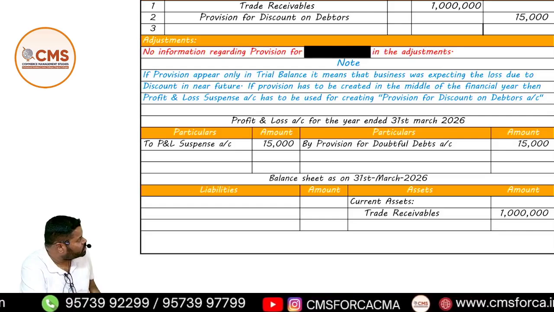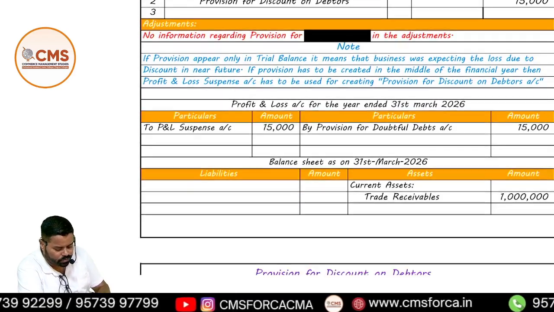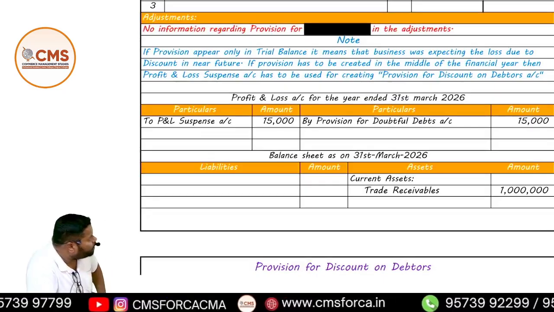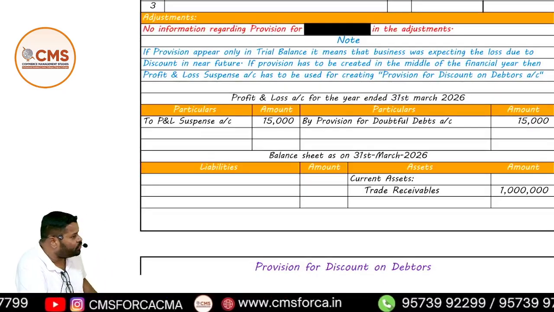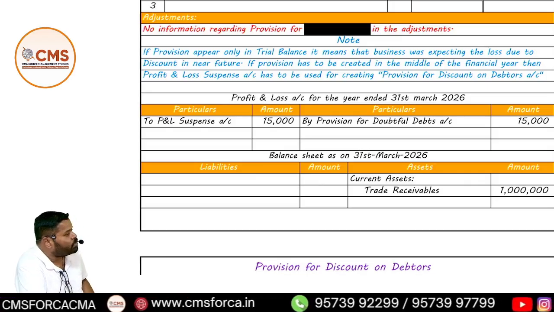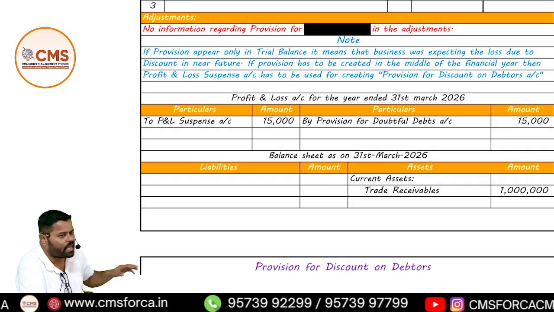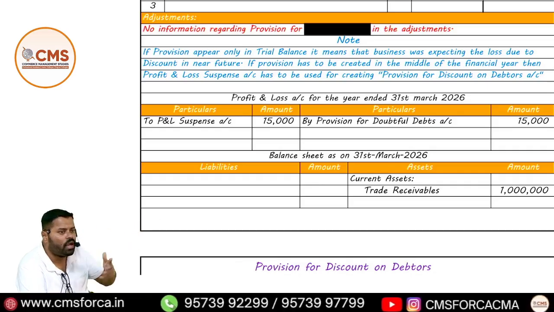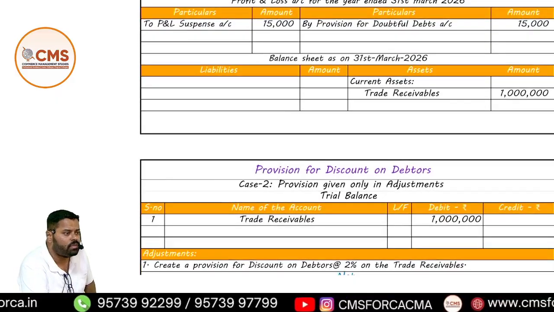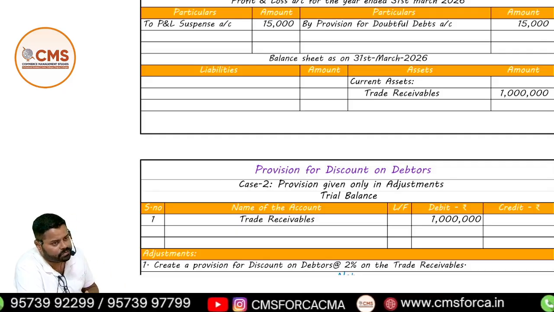Provision for discount, adjustments, nothing is given in your adjustments. What will we do? If provision appears only in the trial balance, it means that the business was expecting the loss due to discount in the near future. If provision has been created in the middle of the financial year, then the profit and loss suspense account has to be used for creating provision for discount on debtors, as in the same note we wrote in our previous one. P&L suspense account concept is not covered in your syllabus. If it was there in your syllabus, I would have discussed it. For foundation it is not there, it is there in inter level.